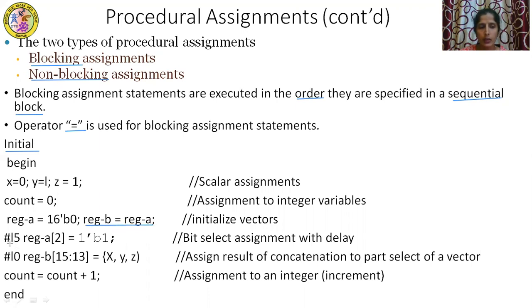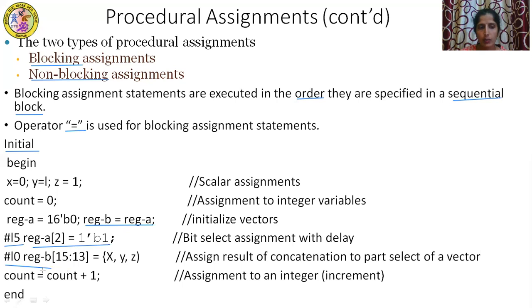And the next statement is associated with a delay of 15 time units, after which the execution of this statement will take place. So register A of 2 is equal to 1-bit binary 1 will be executed after 15 units of time. And coming to the next statement, which is associated with a delay of 10 time units.